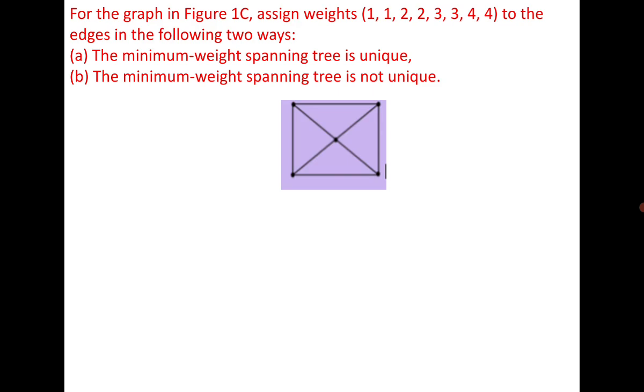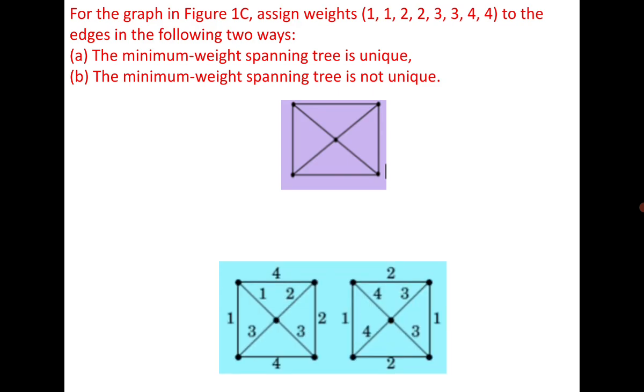Next question says that for the graph below, assign these weights in two possible ways. First one, the minimum weight spanning tree must be unique, and the other one, the minimum weight spanning tree must not be unique. Easy exercise, but an interesting exercise. So here are the possibilities. In the first case, if you find the minimum weight spanning tree, then you go there 1 1 and you choose 2 2, because these are the minimum weight and it comes out to be unique.